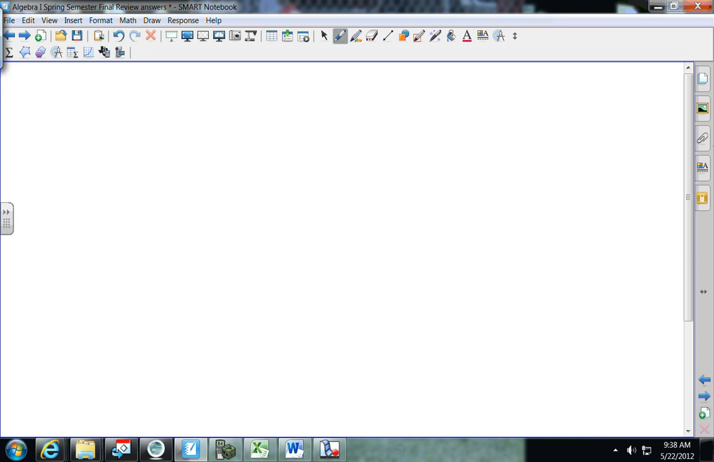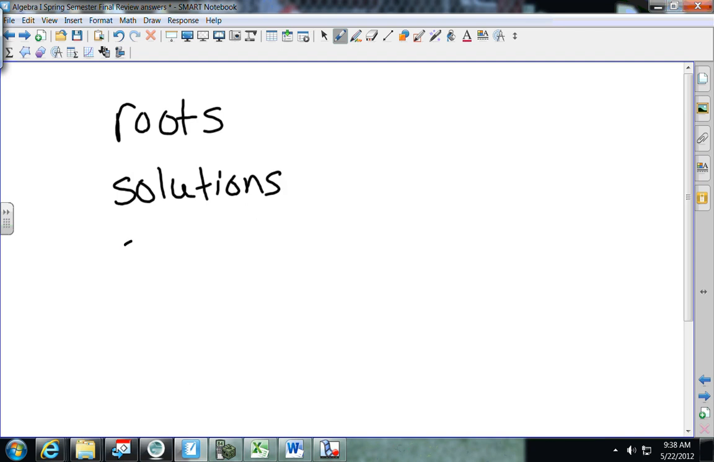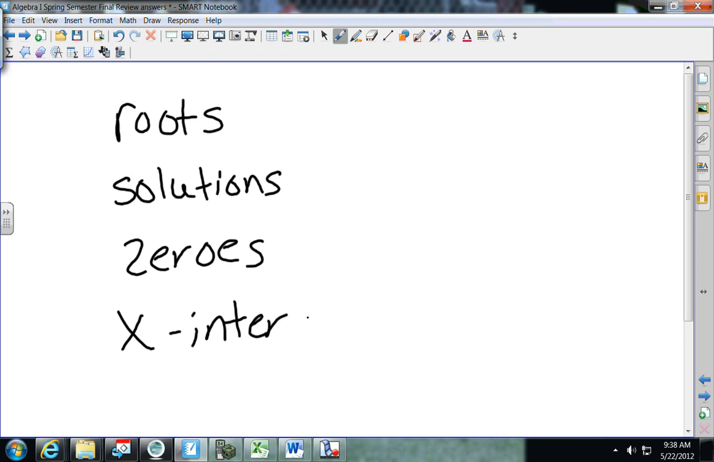Okay. Roots. What's another name for roots? What are they asking us for? They're asking us for the solutions. We also call them zeros. But mainly, we're looking for the x-intercepts. That's what the roots are. They're looking to see where they cross the x-axis.